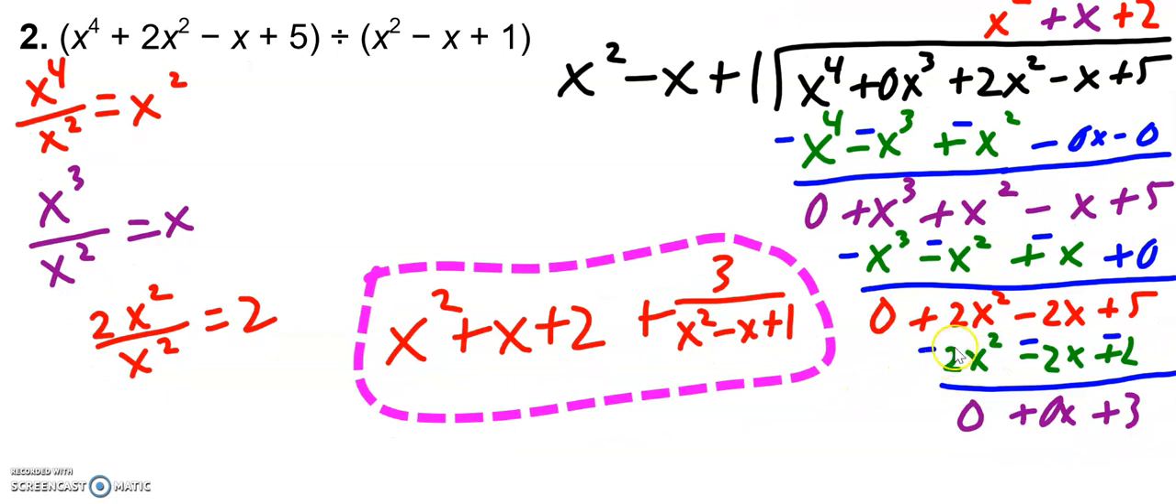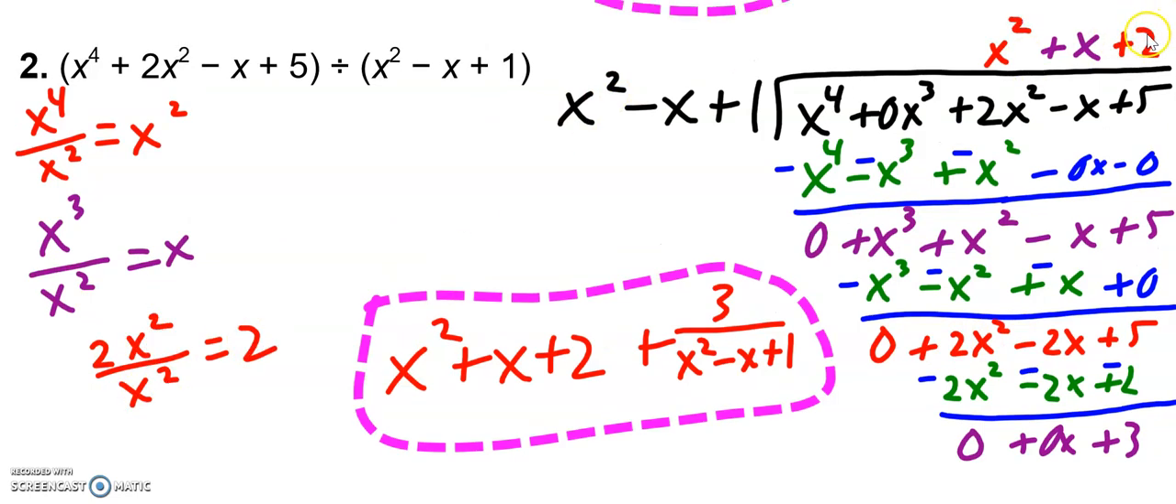Then we have division again. So I take my 2x squared and I divide by my x squared. So 2x squared divided by x squared is 2. So that goes up here. Now I multiply. 2 times x squared is 2x squared in green. 2 times negative x is negative 2x in green. And 2 times 1 is 2 in green.